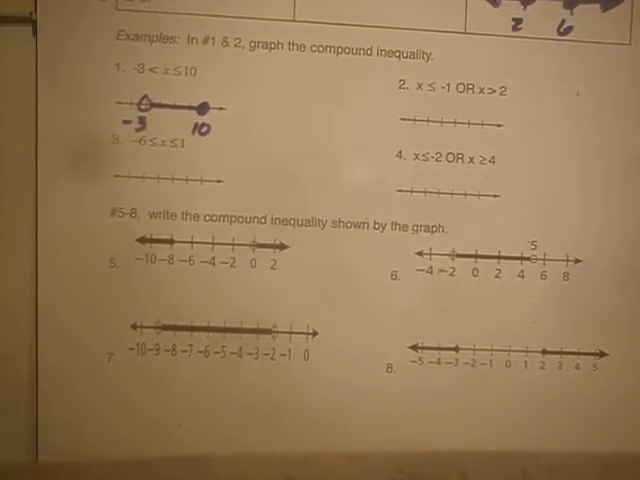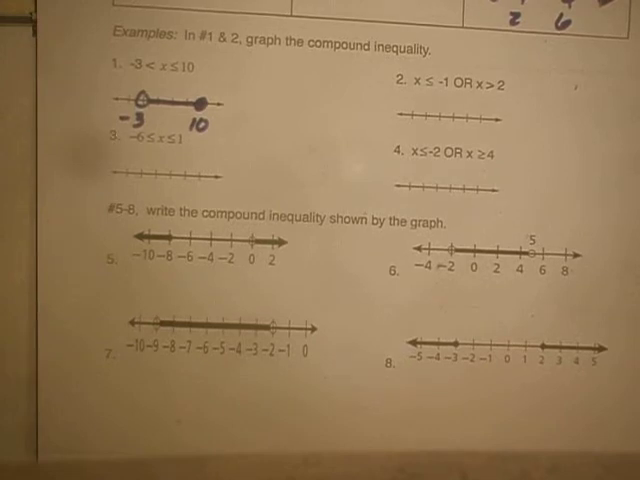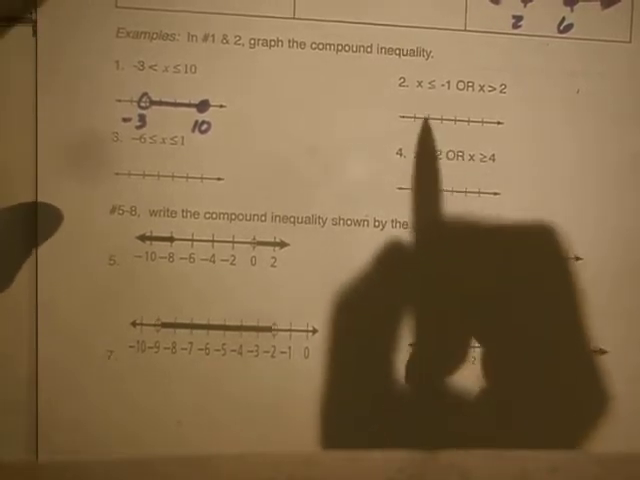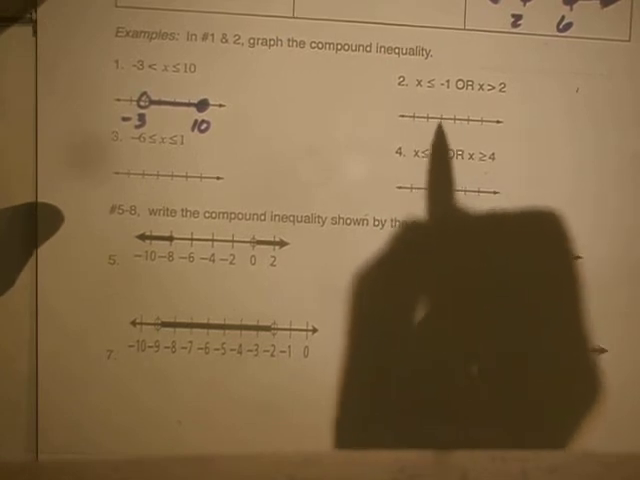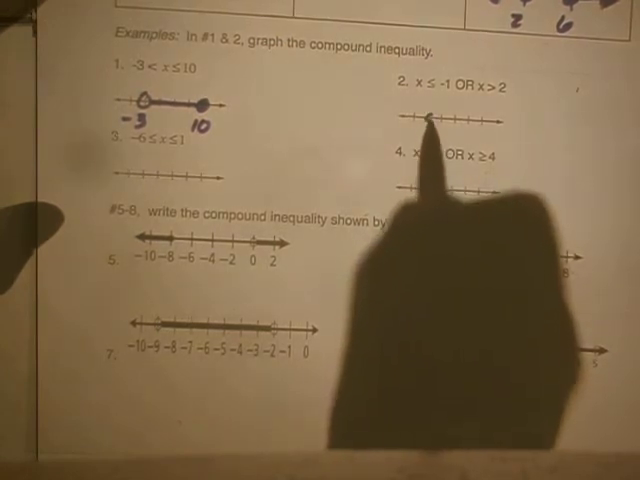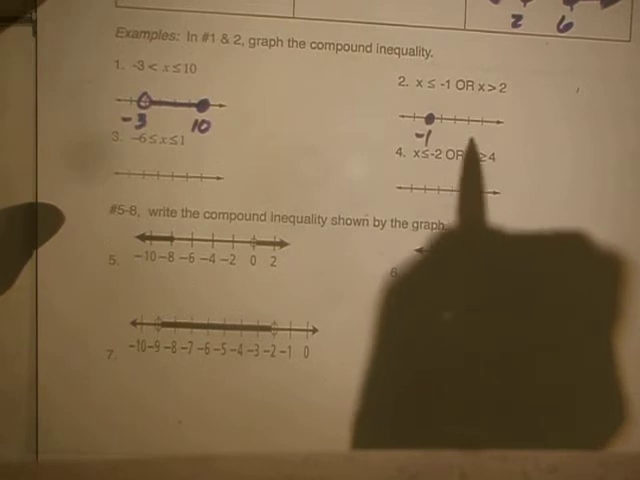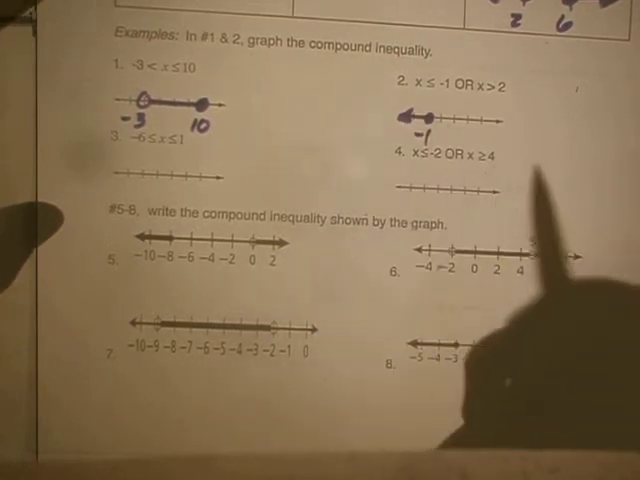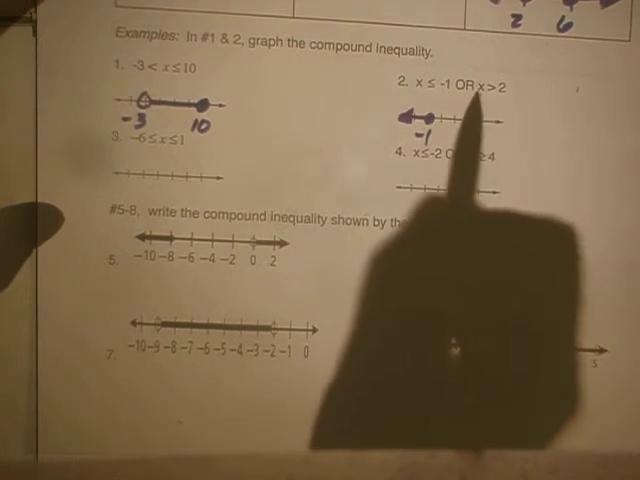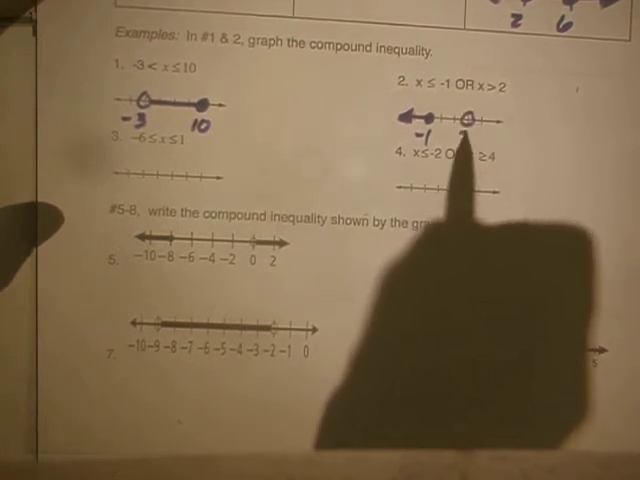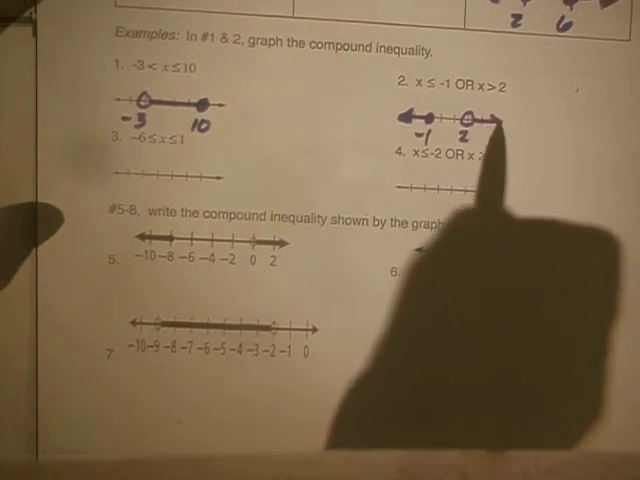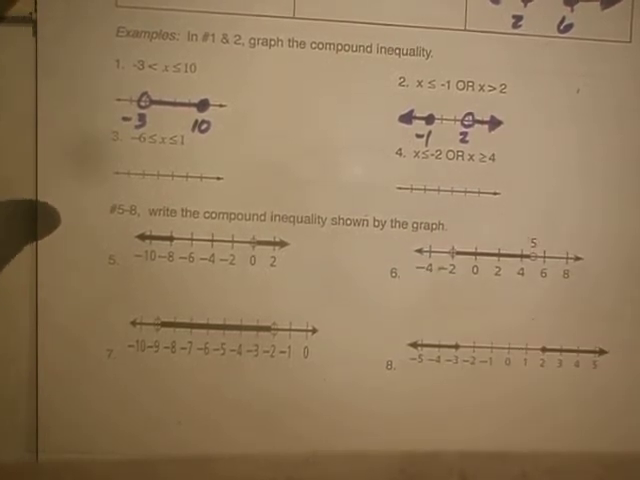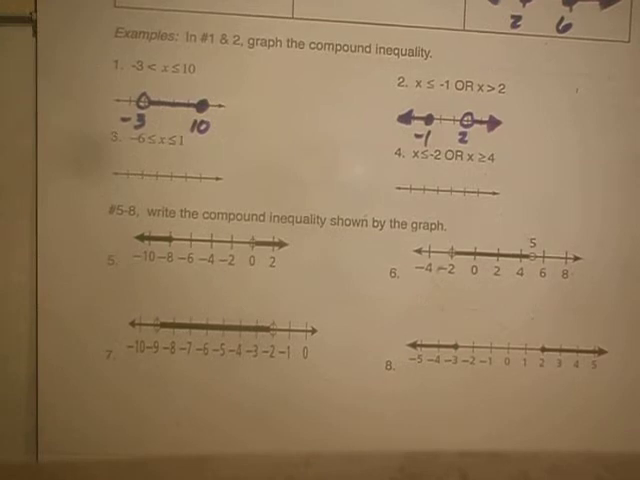Number 2 is the opposite. This is the OR one. So we're going to have one thing go to the right, one thing go to the left. X is less than or equal to -1. So we've got a closed circle here on the -1 and everything to the left. X is greater than 2. You have an open circle on the 2 and everything to the right. And that's what your graph is going to look like.